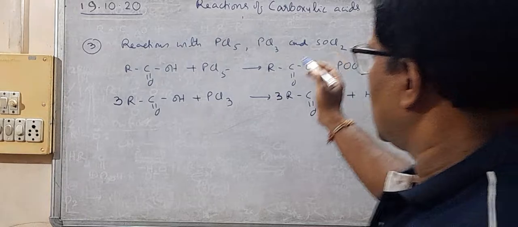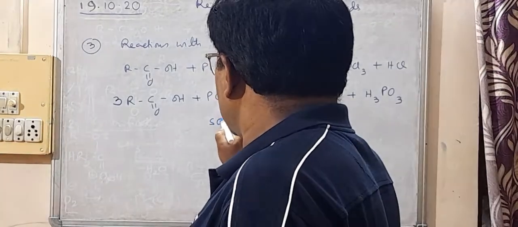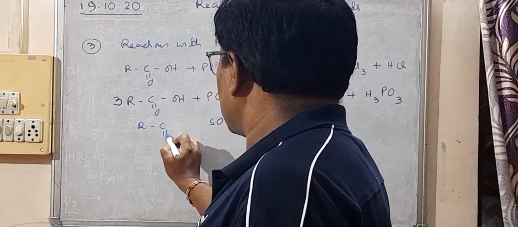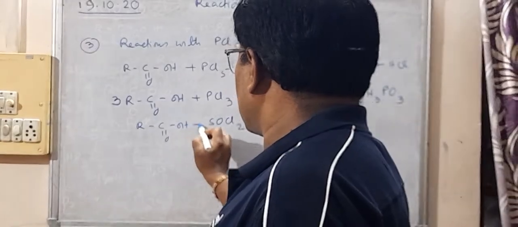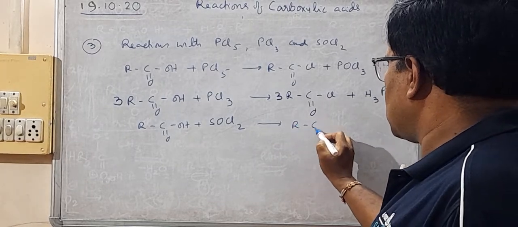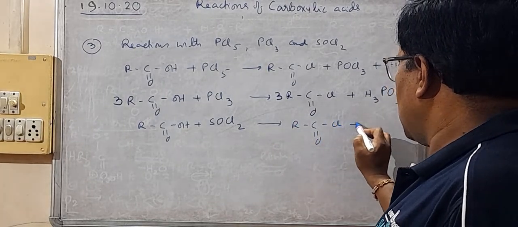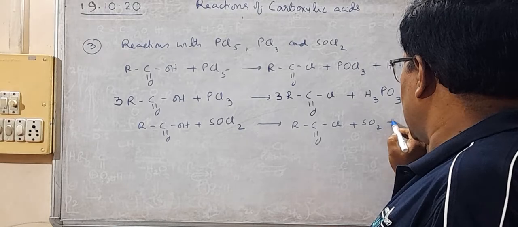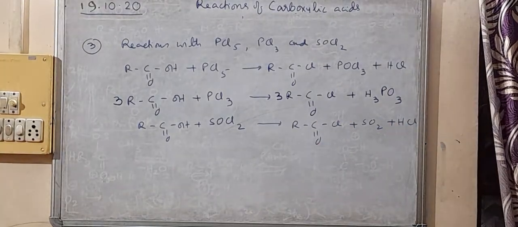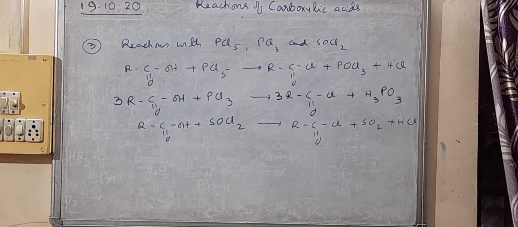So in this way, with SOCl2, now it becomes R C double bond O Cl plus SO2 plus HCl. So these reactions are very similar to the case we have discussed in the case of alcohol.